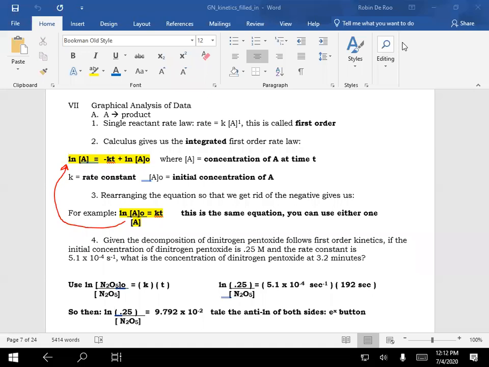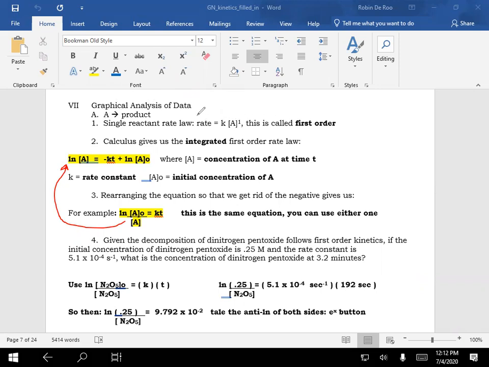So let's look at some graphical analysis of rates. Typically we'll do something very simple: a reactant will become a product. We're going to start with the first order rate law, which is rate equals the rate constant, k, times A to the power of 1. So this is our first order rate law.